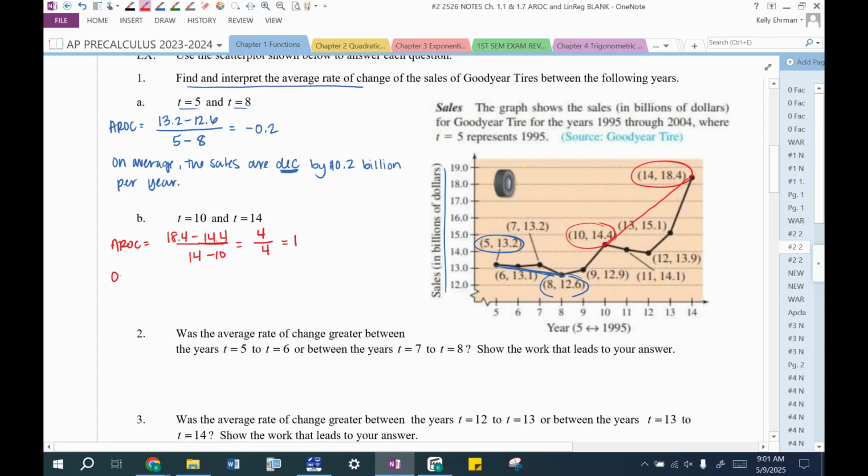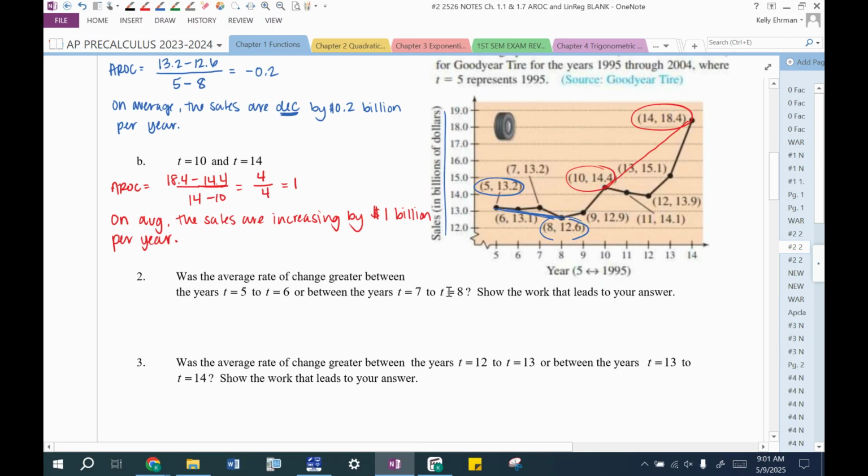And so my interpretation is almost the same. On average, these sales are increasing. I abbreviated here. I probably should write the word increasing by, this is 1 billion. So $1 billion per year. I'm using the dollar symbol. You can write $1 billion, the words per year, doesn't matter.